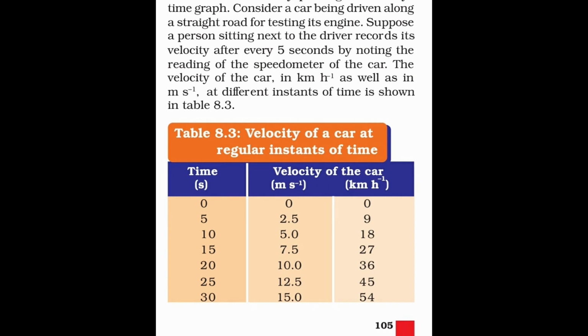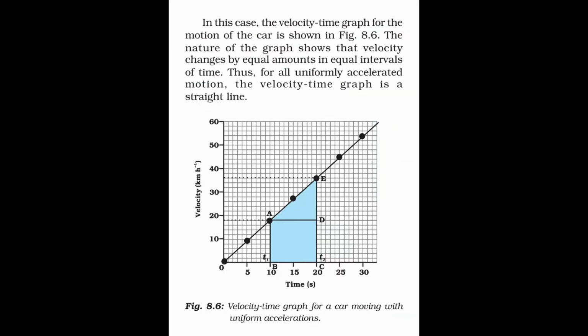Table 8.3: velocity of a car at regular instants of time is given. Time 0, 5, 10 means a gap of 5 minutes, and velocity of the car is given in 2 units, meter per second and kilometer per hour. We can observe equal distance is covered in equal intervals of time. That is the example of uniform motion. Now for these given values, we will see the graph.